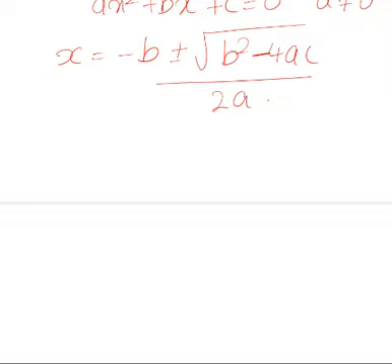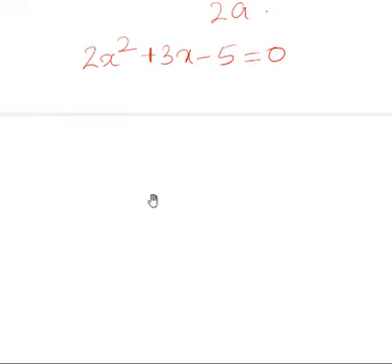Okay, so we can check one example. For example, 2x square plus 3x minus 5 is equal to 0. This is a quadratic equation. So we are going to solve this using the quadratic formula. So first identify what are a, b and c here. Here a is 2, b is 3 and c is negative 5.